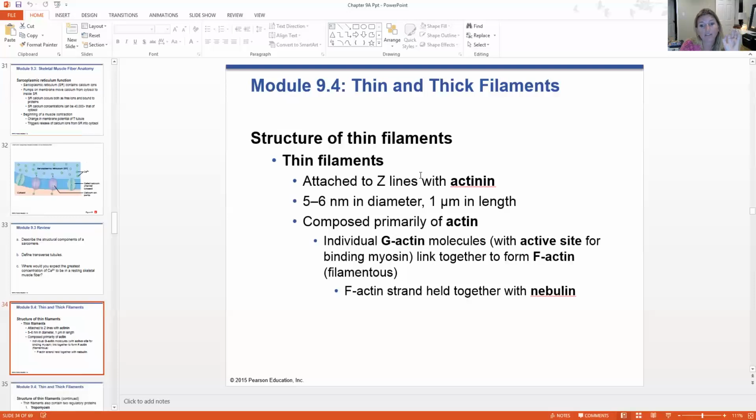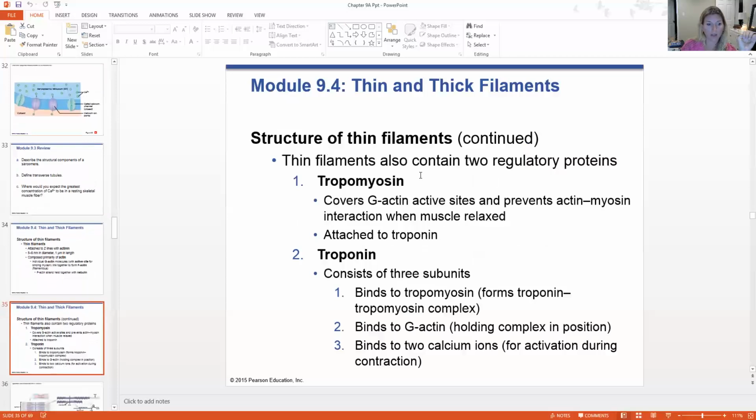So the F-actin is held together with nebulin. There's a picture in a few slides. Also on our thin filaments, we have regulatory proteins, tropomyosin and troponin. Tropomyosin covers parts of the G-actin. The G-actin have active sites on them. An active site is where something's going to bind. I'll give you a hint, it's the myosin. So these G-actin molecules have a special attachment point for the myosin, but tropomyosin is blocking that site.